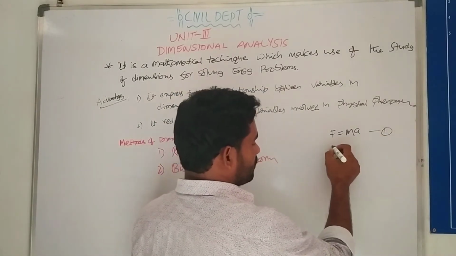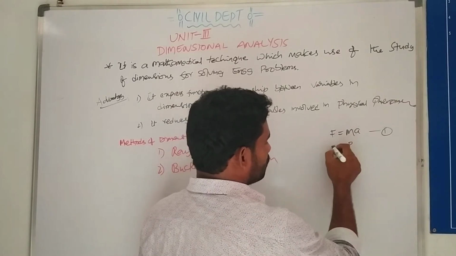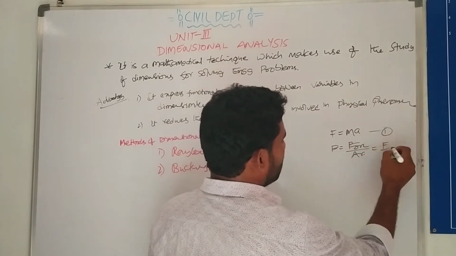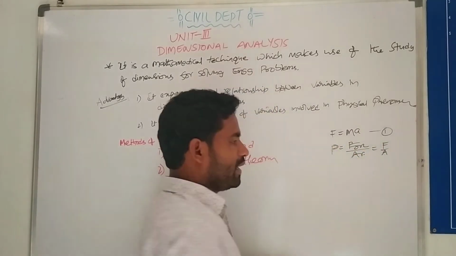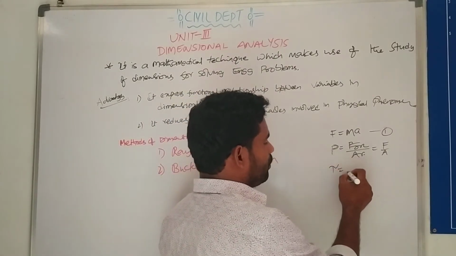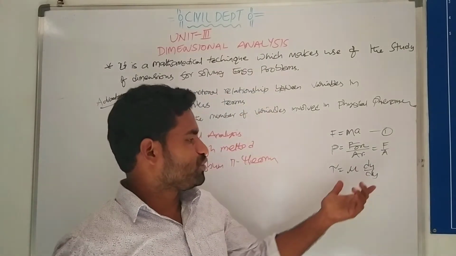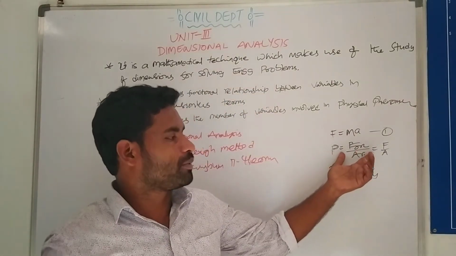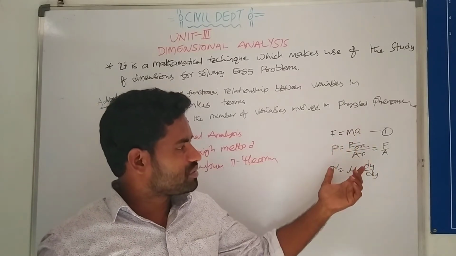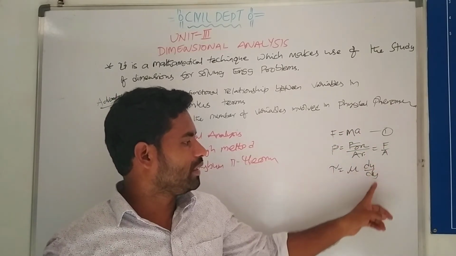Let us take a second equation. Pressure is equal to force per area, so P is equal to F by A. And let us take another equation: tau is equal to mu into du by dx. This is Newton's law of viscosity, this is the pressure equation, and this is Newton's second law. In these equations, we have 1, 2, 3, 4, 5, 6, 7, 8, 9, 10.